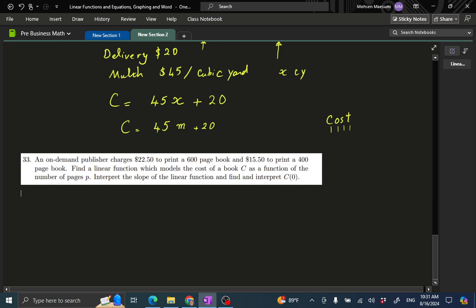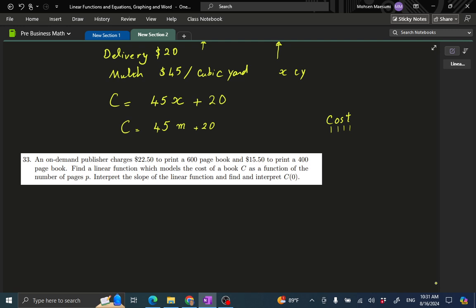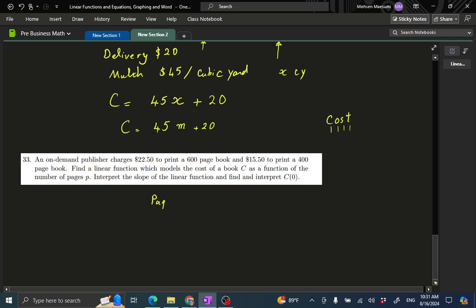Let's write it down. So I have two things in mind. One is how many pages I'm printing and how much is it going to cost me. So I know if I have 400 pages, it's going to cost me $15.50. So that is cost in dollars. And then if it is 600 pages, my cost increases to $22.50.